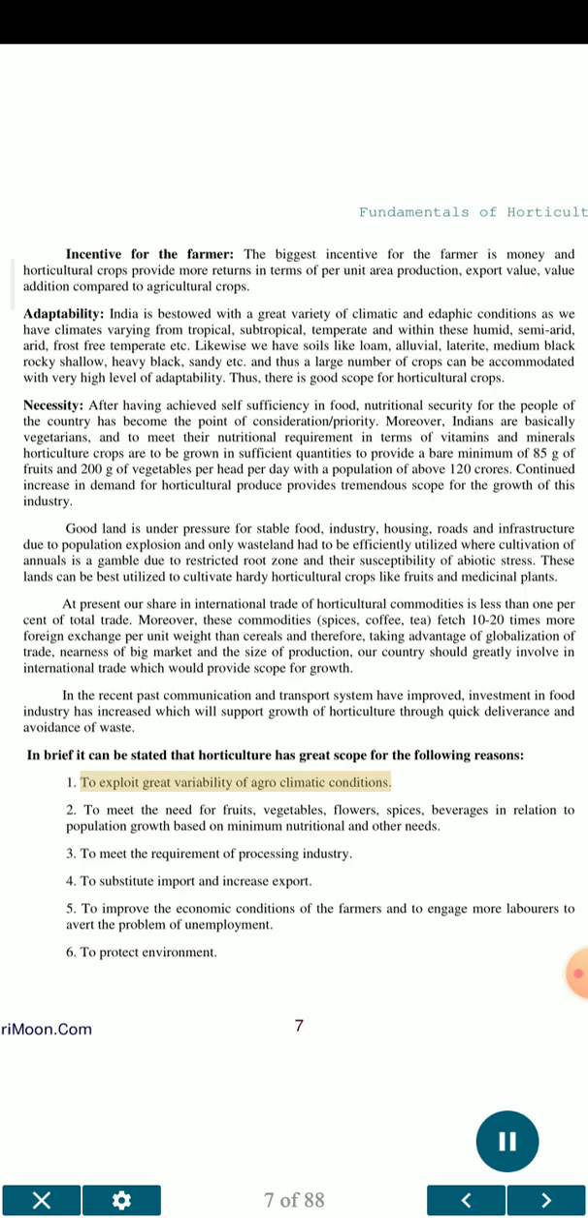1. To exploit great variability of agroclimatic conditions. 2. To meet the need for fruits, vegetables, flowers, spices, beverages in relation to population growth based on minimum nutritional and other needs. 3. To meet the requirement of processing industry. 4. To substitute import and increase export. 5. To improve the economic conditions of the farmers and to engage more laborers to avert the problem of unemployment.